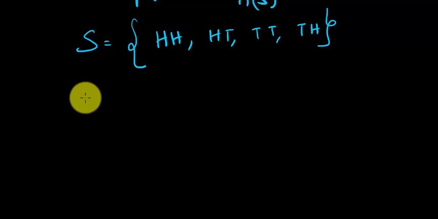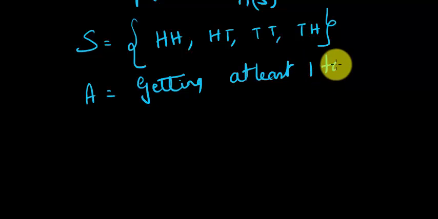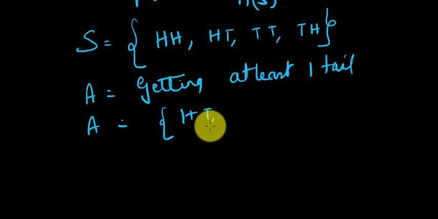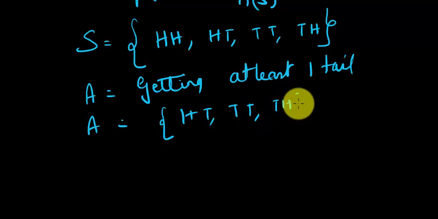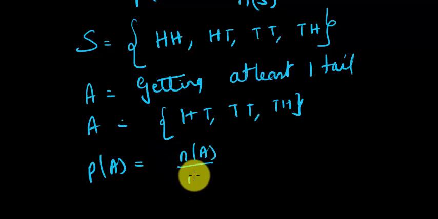So now I'm going to define an event A, which is getting at least one tail. Which means the elements belonging to this are HT, TT, TH. At least one would mean one or more than one, correct? So it is one or more than one. So what is the probability of A now? The probability of A is simply the number of elements of A divided by the number of elements of S, which is simply 3/8.